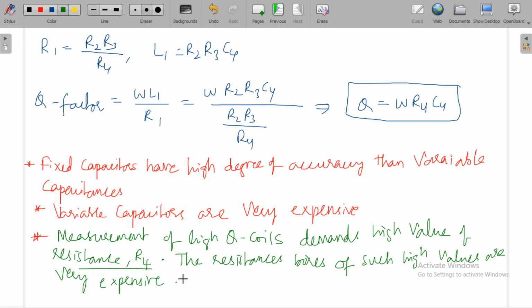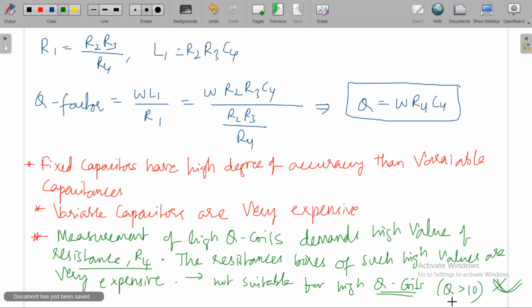Okay, so this bridge is not suitable for the measurement of high Q coils, that is, it is not suitable for the measurement of Q greater than 10. So high Q coils cannot be measured using this bridge.